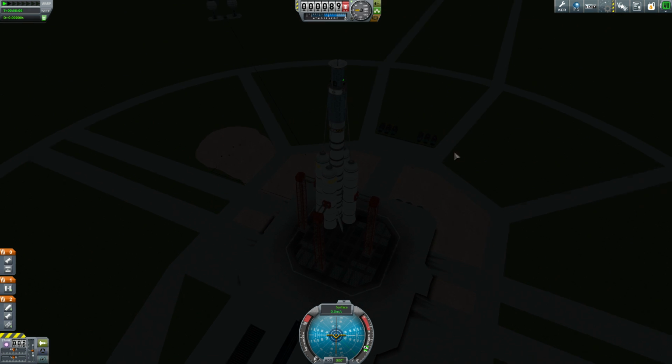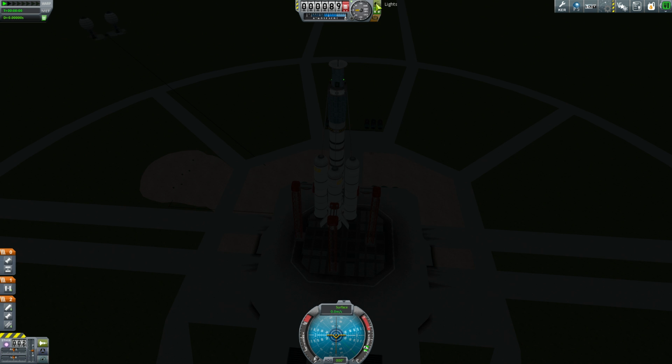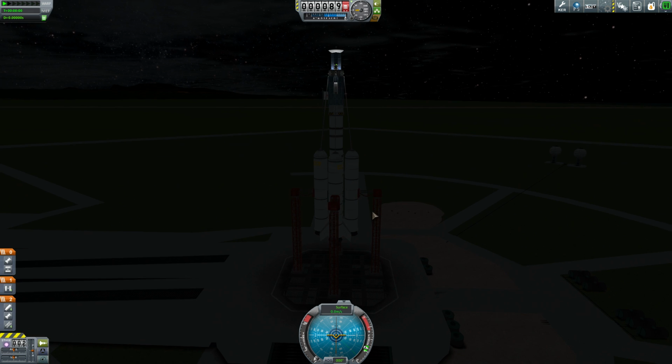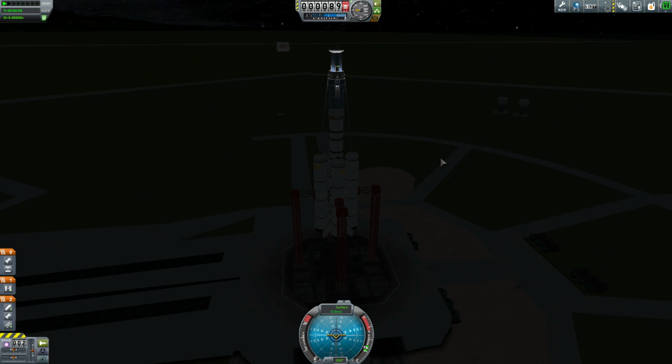We are back, and we have a new vessel that we will be putting into orbit. You may notice that I have added some additional mods, which are going to make things look rather beautiful.